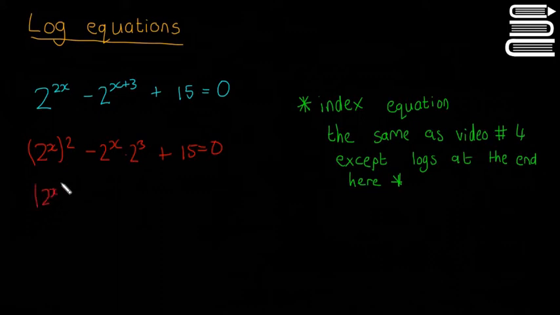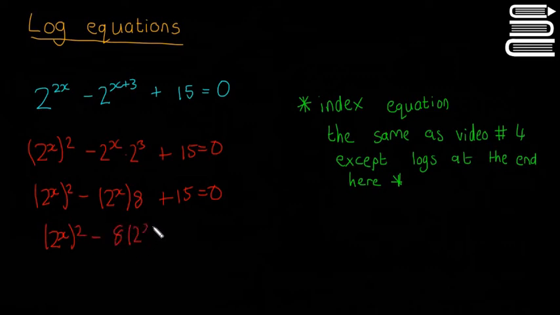So this is going to stay the same, 2 to the power of x squared minus, this is going to be 2 to the power of x multiplied by 8, plus 15 will stay the same. I'm just going to write this all out: 2 to the power of x squared minus 8 by 2 to the power of x plus 15 is equal to 0. So now we're going to do what's called a substitution. You might see this looks like a quadratic. You have 2 to the power of x squared minus 8, 2 to the power of x plus 15.